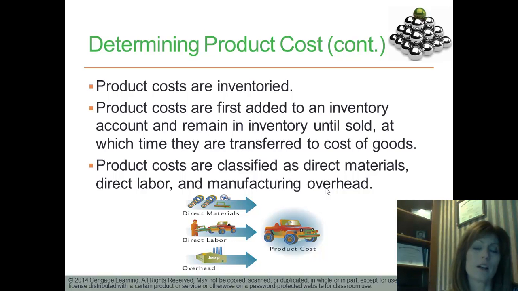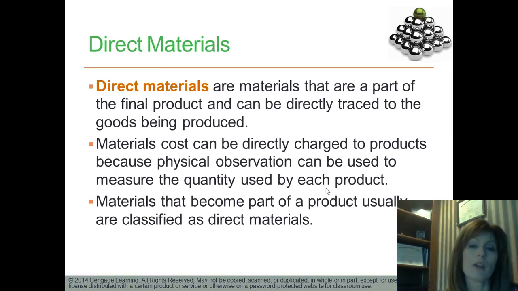Our product costs, we split into 3 categories: direct materials, direct labor, and manufacturing overhead. Direct materials are those kind of things that we can directly trace to the goods that we produce, so you can kind of see them and touch them. When we have direct materials, they become part of the final product. So for example, if we're making a car, we have a wheel, we have a tire, we have a radio. All those are direct materials that obviously go into the car.